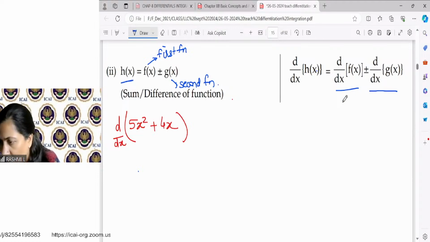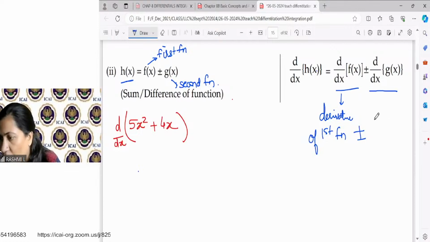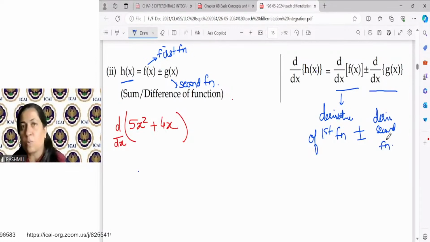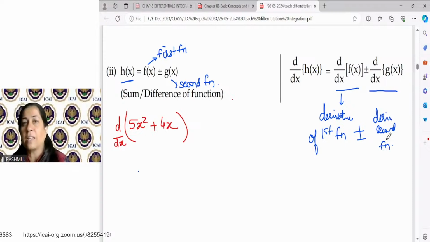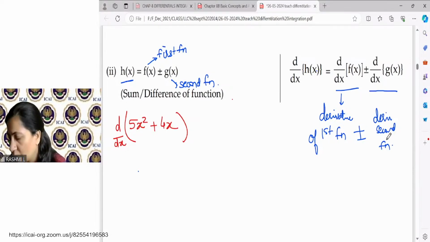Then the derivative of this h(x) will be the derivative of the first function plus or minus, depending on what sign it is, the derivative of the second function. So if I have a function which is an addition of two functions, its derivative will be the derivative of the first function plus the derivative of the second function. The same thing applies for the subtraction sign also. We will be doing sums on this, but this is only talking about the rules that are there.